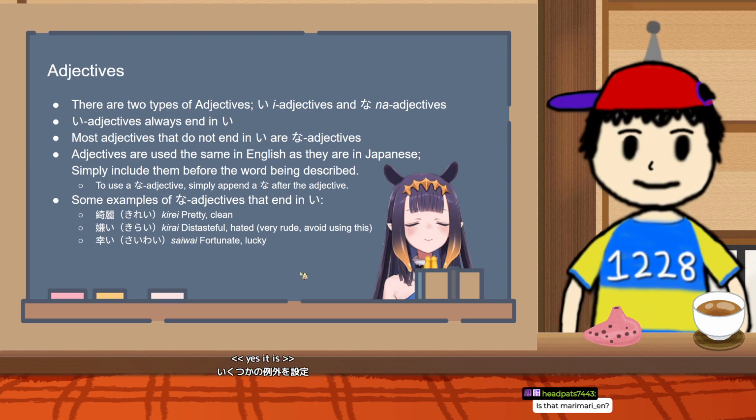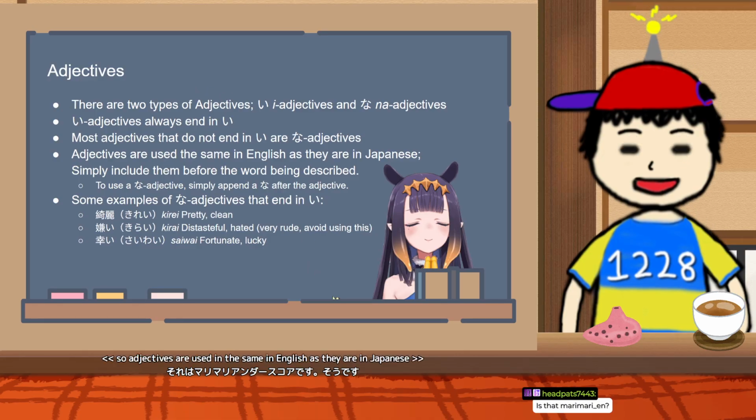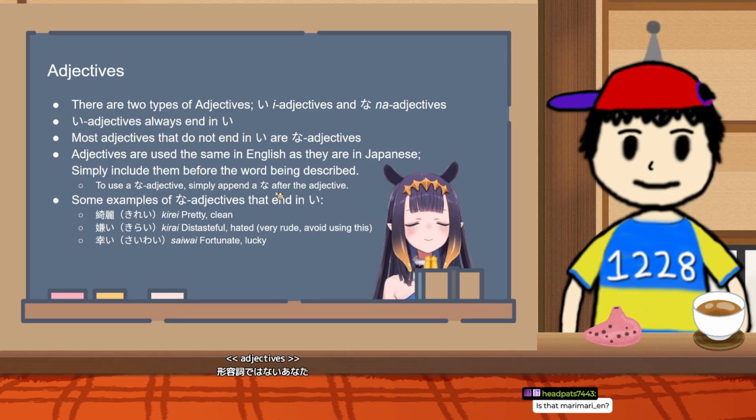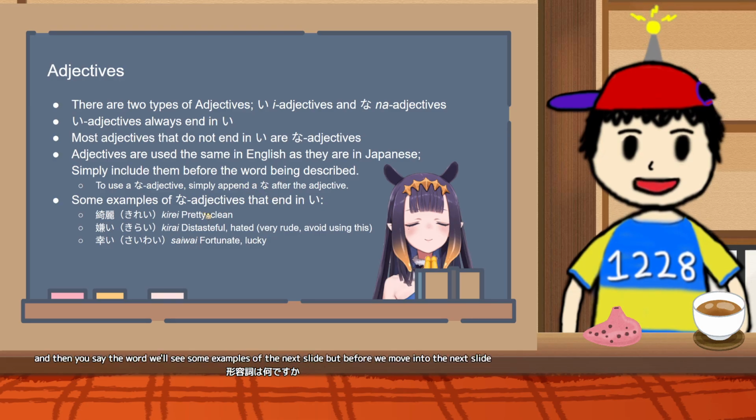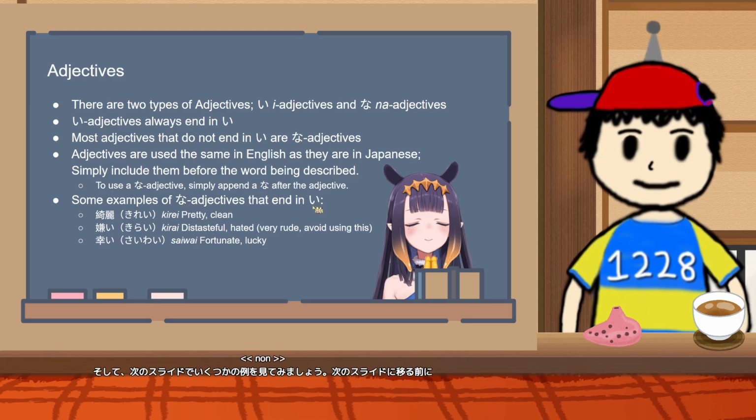Yes, it is! So adjectives are used in Japanese much as they are in English. You simply slap the adjective onto whatever you're adjectiving. And I will explain some examples in the next slide. For a na adjective, you slap a na after the adjective, and then you say the word. We'll see some examples in the next slide. But before we move into the next slide, there are some examples of na adjectives that end in E.